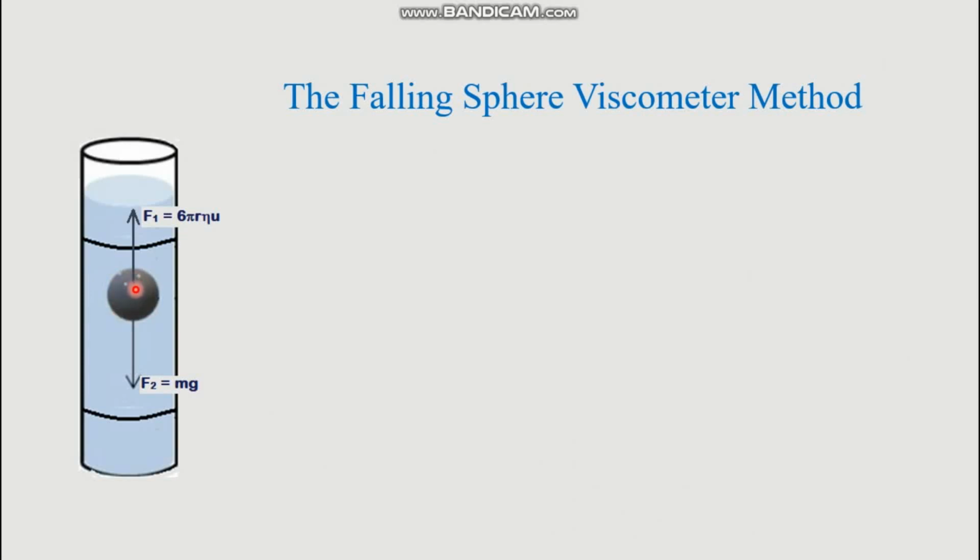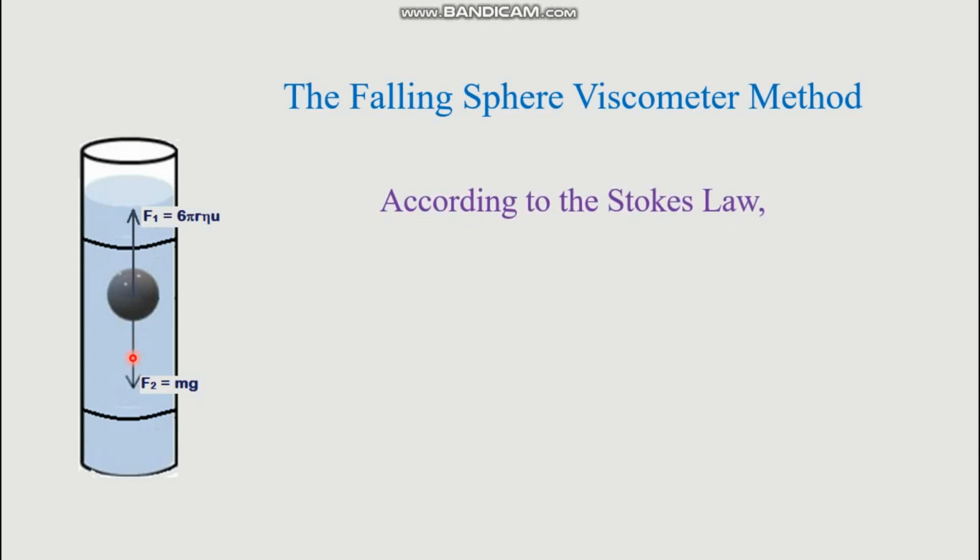Suppose this is a metallic ball and this is a liquid column, and on the top of the liquid column the metallic ball is released and it starts falling in the downward direction. After traveling a little distance, it will attain zero acceleration, that is, a uniform velocity. At this point, the ball is said to have a steady state. Here, two opposing forces are acting together, and at steady state, these two forces are equal.